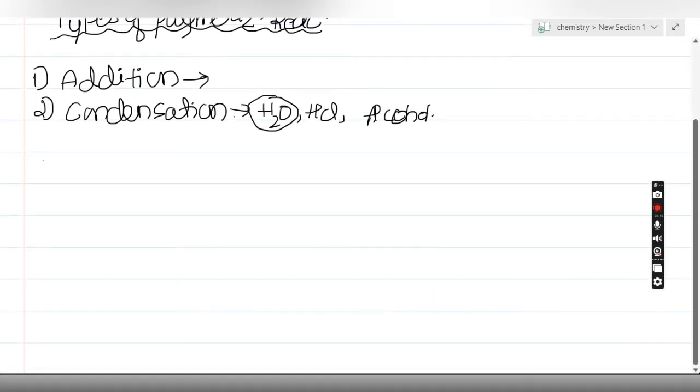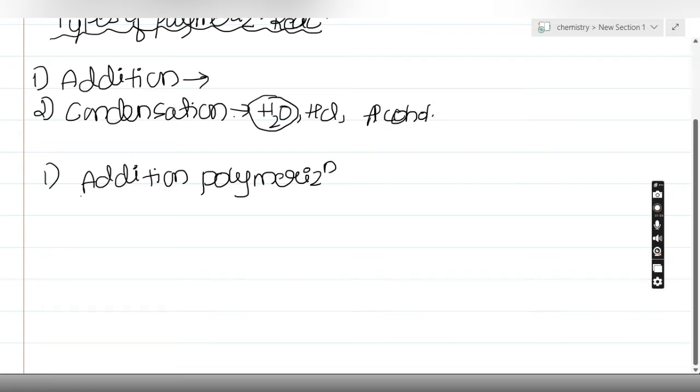And now we are going with the first one, that is addition polymerization. As the name suggests, students, here a single monomeric unit is added, or two different monomers are also added. If a single monomer is added, we call it a homopolymer, and if two different monomers are added, we call it a copolymer. Later onwards we will discuss that. The first example we are going to discuss is the preparation of polyethene.